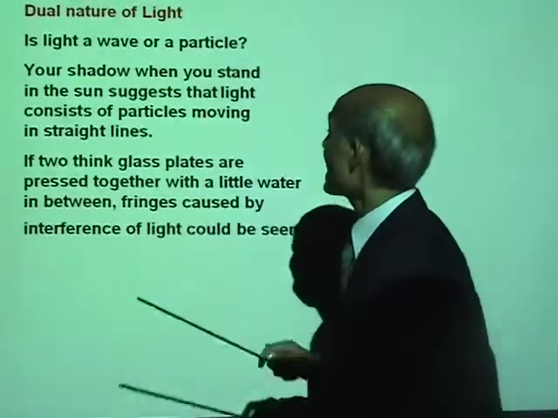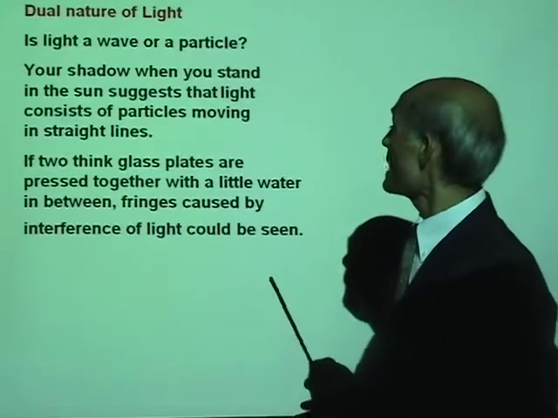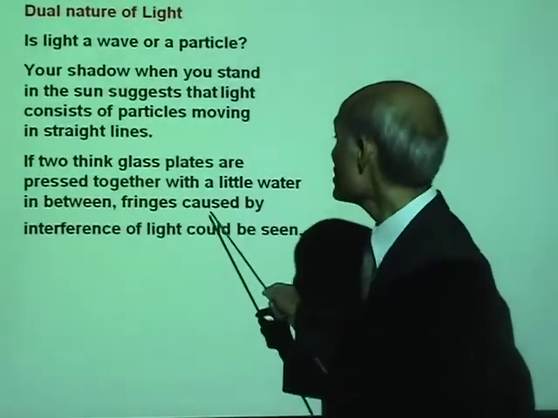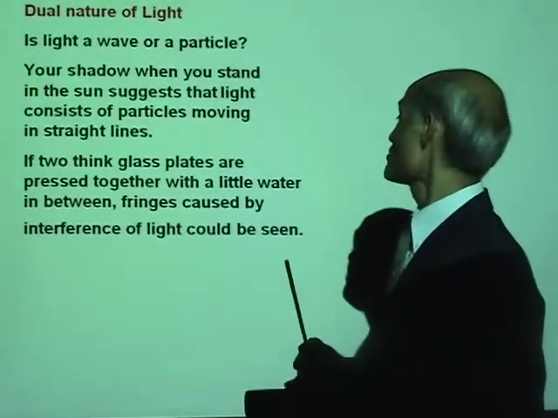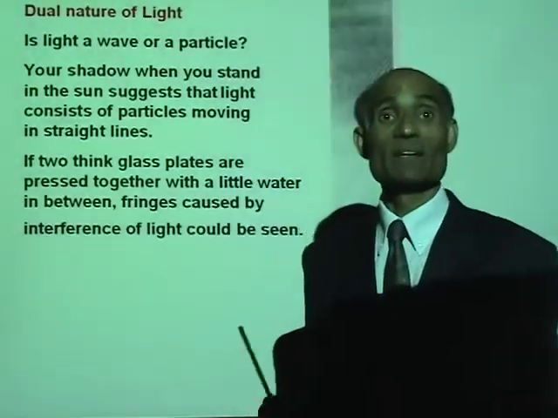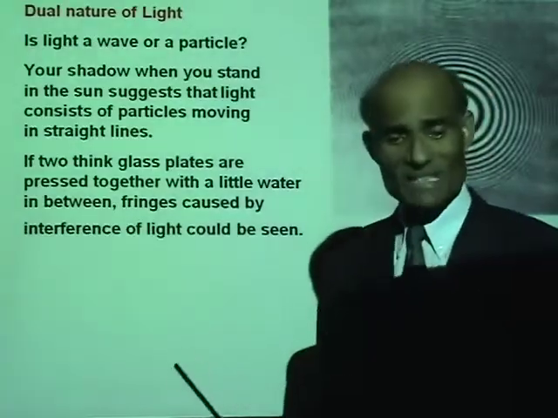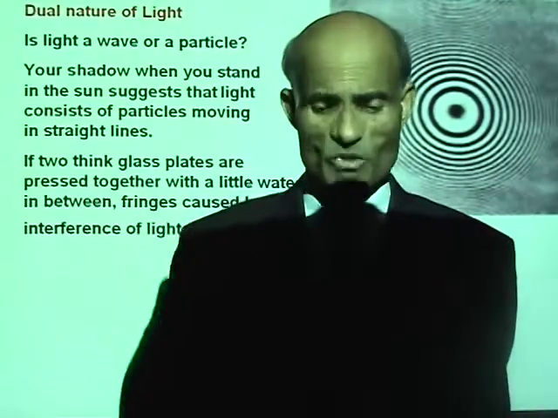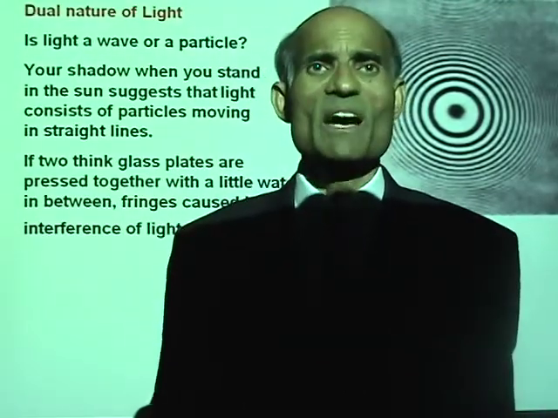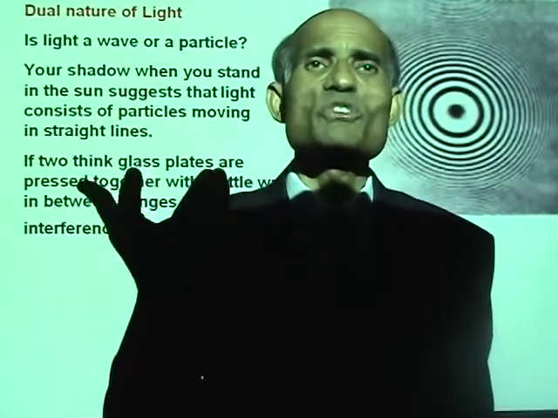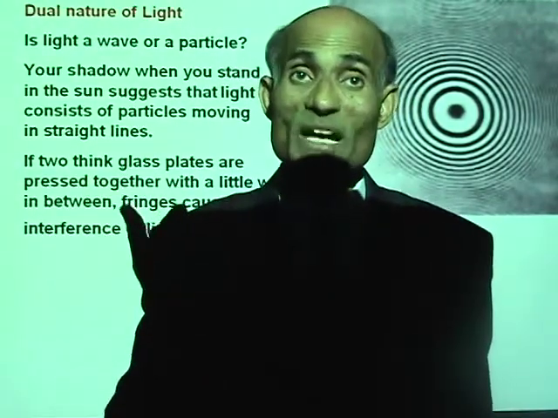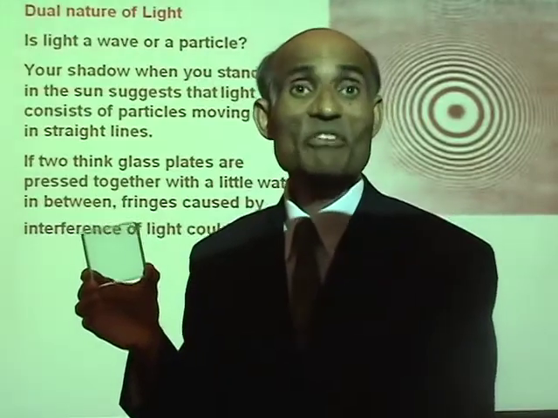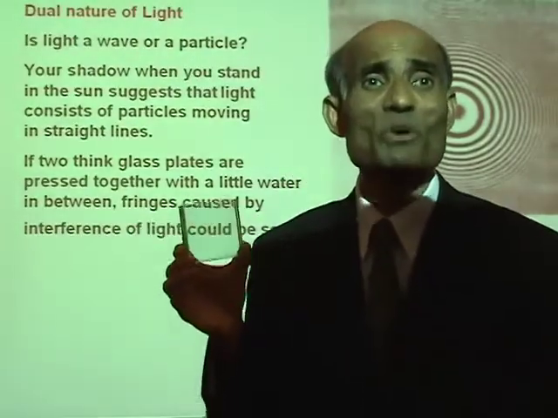If two thick glass plates are pressed together with a little water in between them, fringes caused by interference of light could be seen like this. Now, that's something you can actually produce. Try and see whether you can actually see it. It may be difficult for me to show it to you on a camera, but you can actually do that. I will show you how to do it. It is rather difficult for the camera to pick up those fringes.